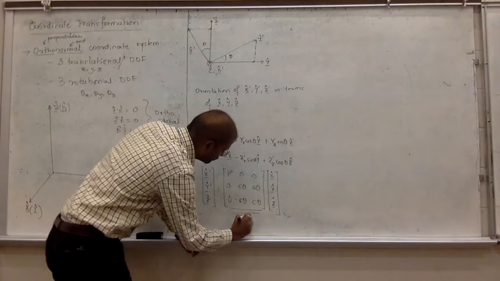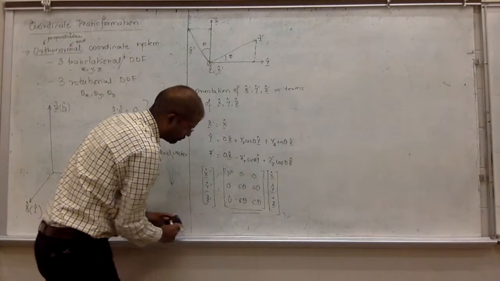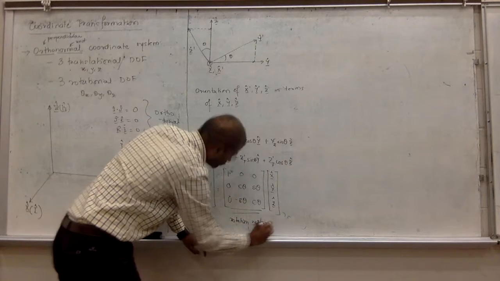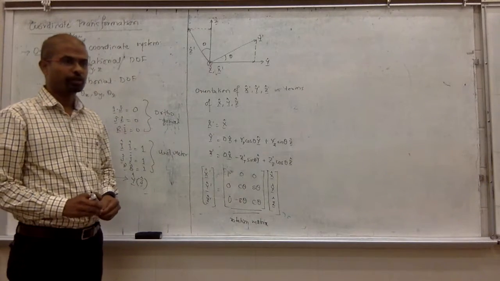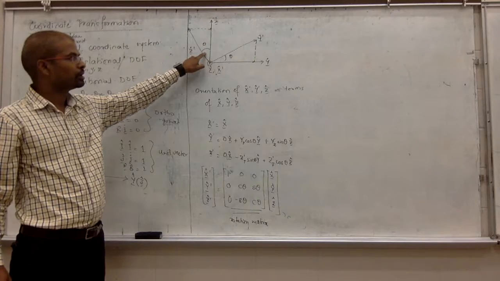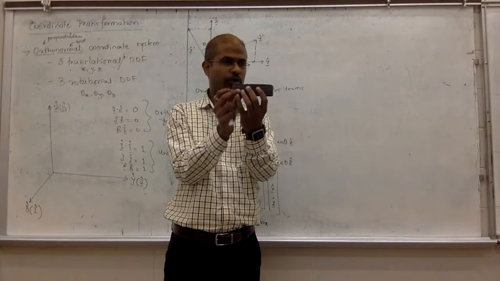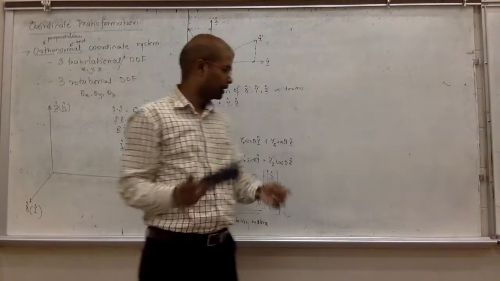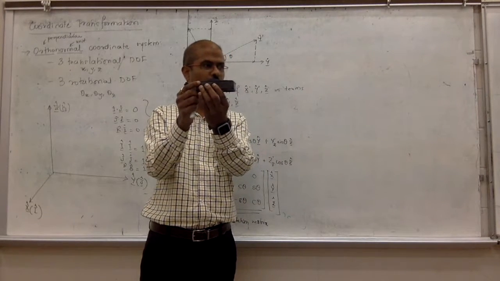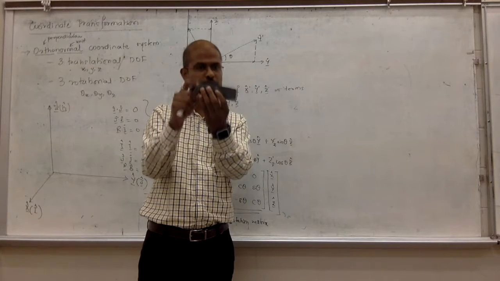This is called a rotation matrix. The matrix in between is called the rotation matrix. What it describes is the orientation. There were two orientations: this was the first orientation, this was the second orientation. It describes the orientation of this orientation with respect to this orientation. You understand?